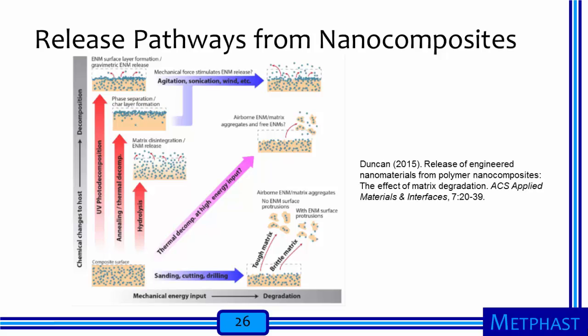This schematic diagram from a paper by Timothy Duncan illustrates the potential pathways by which engineered nanomaterials can be released from nanocomposites into workplaces or the natural environment. Changes by chemical or mechanical processes must alter the nanocomposite before nanomaterials, depicted as little spheres in this figure, can be released. The vertical axis shows increasing chemical changes that lead to decomposition of the nanocomposite, while the horizontal axis shows increasing mechanical energy input that leads to degradation of the nanocomposite.